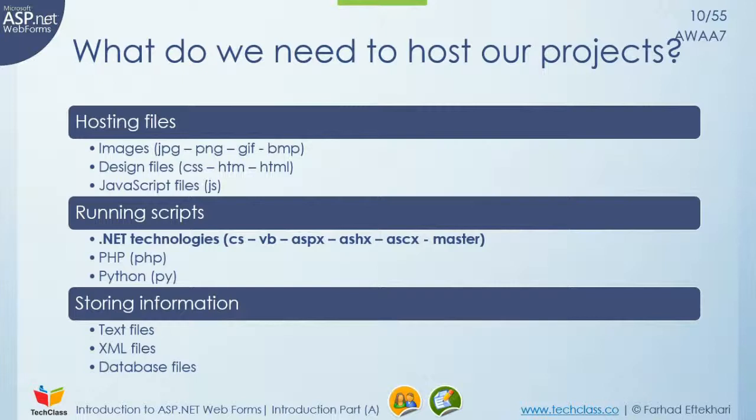Here are the different types of files that you want to host if you want to host a project online. There are some static files like images, design files or JavaScript files. We want to host them, and also sometimes we are running scripts in different kinds of technologies and languages like .NET technologies, which is the target of this course. And if you're using other technologies like PHP, Python, they have different file extensions, and sometimes we want to store some information online. And we are using text files, XML files, or database files in order to store information.